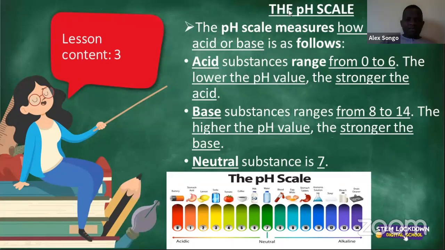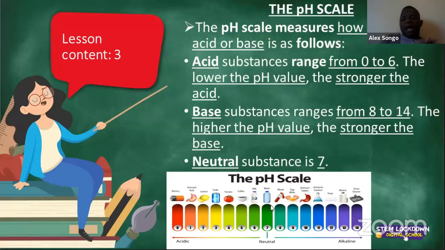All right, ladies and gentlemen, so we ended at neutral, and we said neutral is at number 7, meaning that it's neither a base nor is it an acid. So it's right there in the middle. So we go to the base. What are we talking about when we talk about bases? So bases begin from 8 to 14, right? So those are bases from 8 to 14.